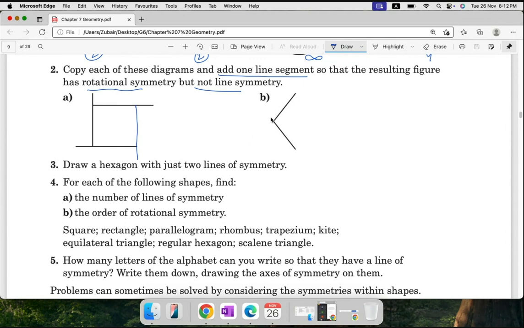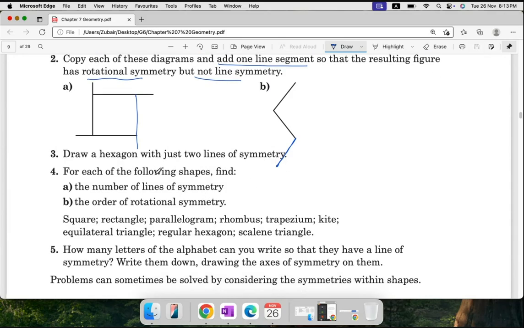One line. So if you add another line at the bottom, like the first one. Yes, nice. So it will have order of rotation but no line of symmetry. Very good, Ali.